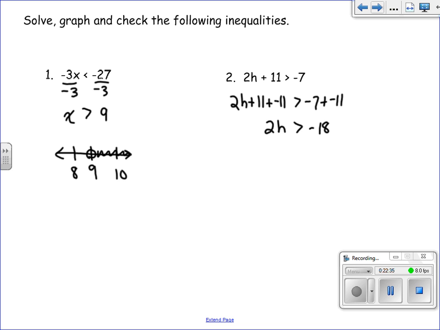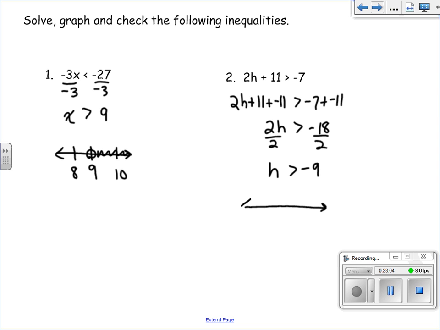What do I have to do to solve this for just h, Jack? Divide them both by 2. Divide them both by a +2. Is that going to cause any issues with my inequality symbol when I divide by a +2? Nope. So h is greater than -9. Don't have to reverse the symbol because we're just dividing by a positive. No problem. But we do have to graph it.